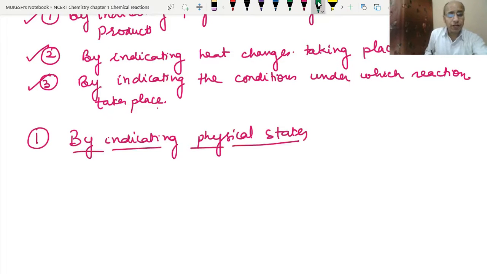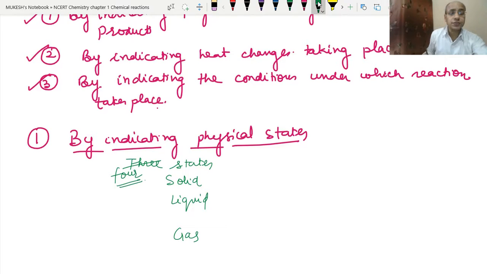We already know that we have three states. And what are these three states? One is solid, another is liquid, and the third is gas. Now, instead of three, here we will use four states. And what is the fourth state here? It is aqueous. Aqueous solution.